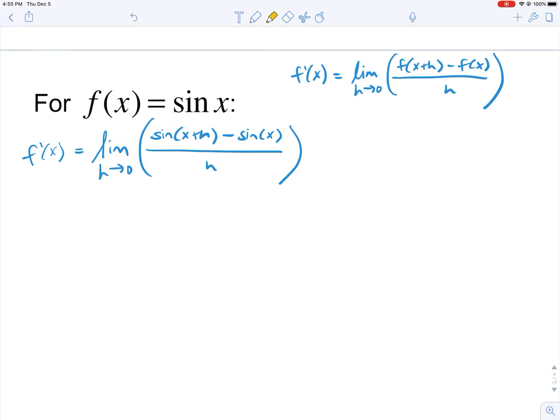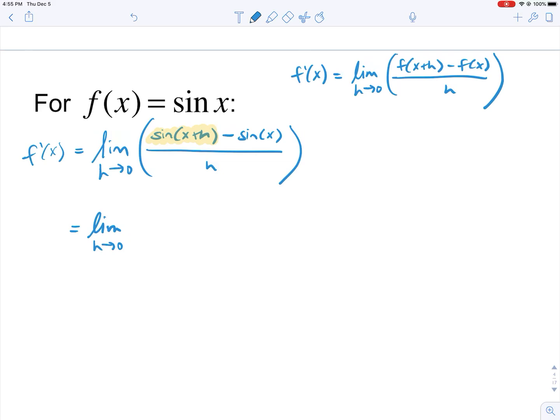Well, remember our handy dandy trig identities? We know how to rewrite sine of x plus h using our angle sum identity. And if you were in my class last year, you remember we had a little rhyme for helping us remember our angle sum identities. Sine, cosine, cosine, sine, cosine, cosine, sine, sine.